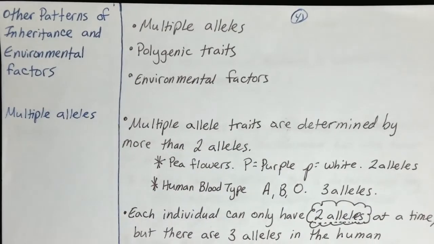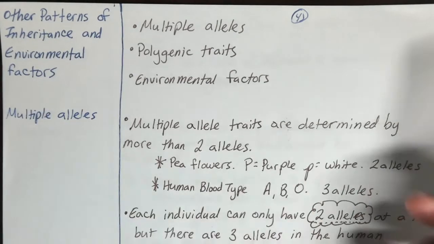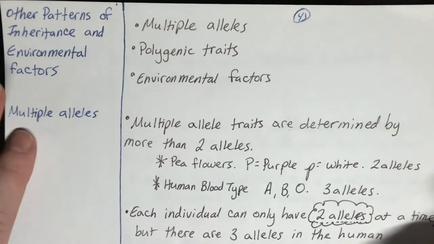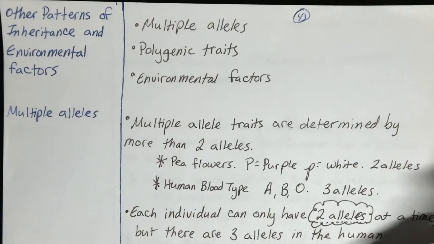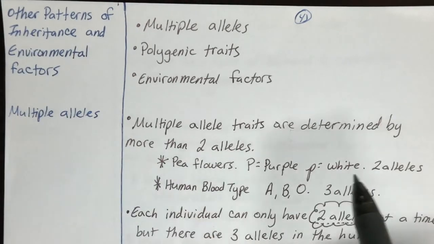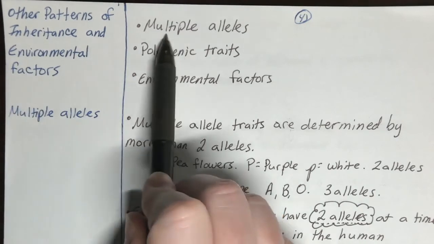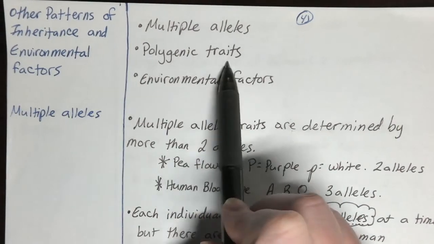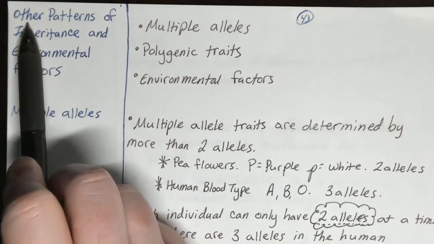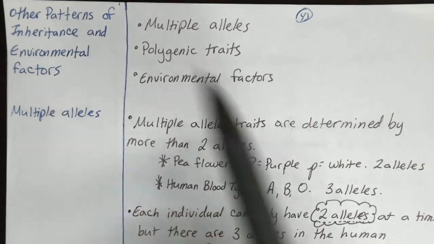We're still talking about other patterns of inheritance, this time environmental factors. Okay, that's right. Oh, okay, so other patterns of inheritance include multiple alleles, polygenic traits, and environmental factors. So this section is other patterns of inheritance and environmental factors.